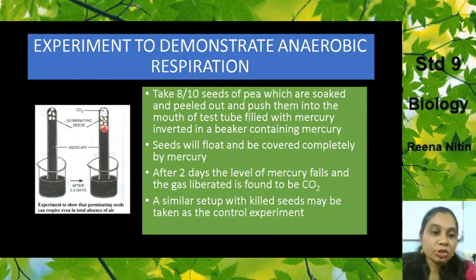And why is it so? Why is it so? Because carbon dioxide gas is given out. Why? Because these seeds have undergone respiration, and during respiration, what have they given out? They have given out carbon dioxide gas, and that carbon dioxide gas has no place, so it has pushed the mercury level down. Now, how do you know that the space here contains carbon dioxide?